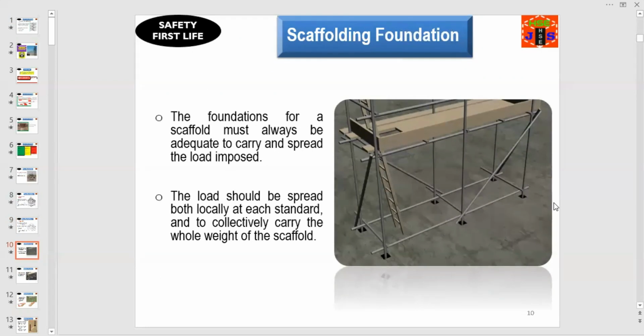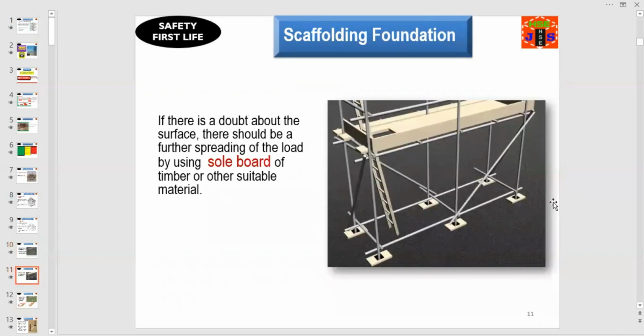As you know, scaffolding is standing on a base, so we are now going to discuss the scaffold foundation. The foundation for a scaffold must always be adequate to carry and spread the load imposed. The load should be spread both locally at each standard and to collectively carry the whole weight of the scaffold. If there is doubt about the surface, there should be further spreading of the load by using a sole board of timber or other suitable material.